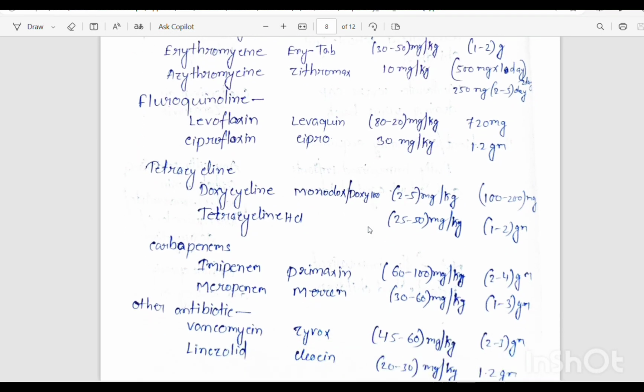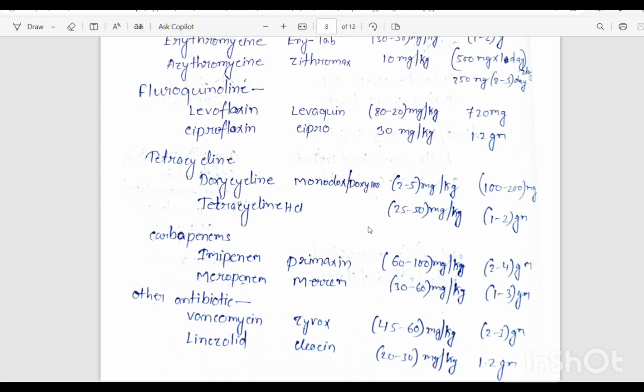Then we will move to another type of antibiotic for pneumonia, tetracycline. The first one is doxycycline. The brand name is Monodox or Doxy 100. The dose for pediatrics is 2 to 5 mg per kg in a day, and for adults is 100 to 200 mg in a day. And the second one is tetracycline HCl. The brand name is also tetracycline HCl, and the dose for pediatrics is 25 to 50 mg per kg, and for the adult is 1 to 2 gram.